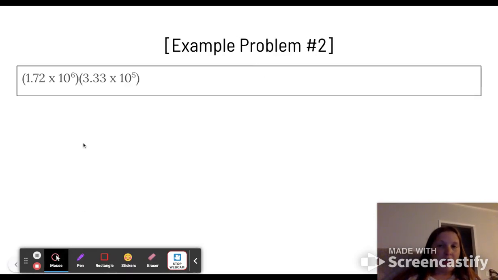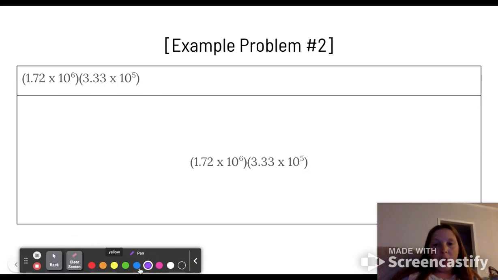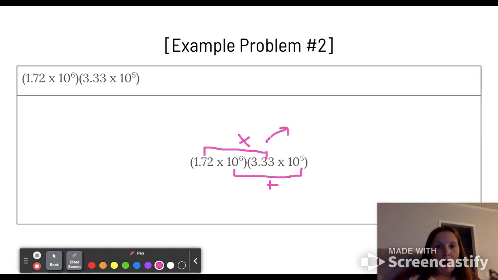So now let's try an example of math done otherwise. So here we have to follow our rules for multiplication. So for multiplication, we're going to take these coefficients and we're going to multiply them. And we're going to take our exponents and we are going to add them. Okay, so when you multiply these, we've got 1.72 times, and I'm doing this on my calculator as we're doing this video, 1.72 times 3.33. So my new coefficient comes out to 5.05.